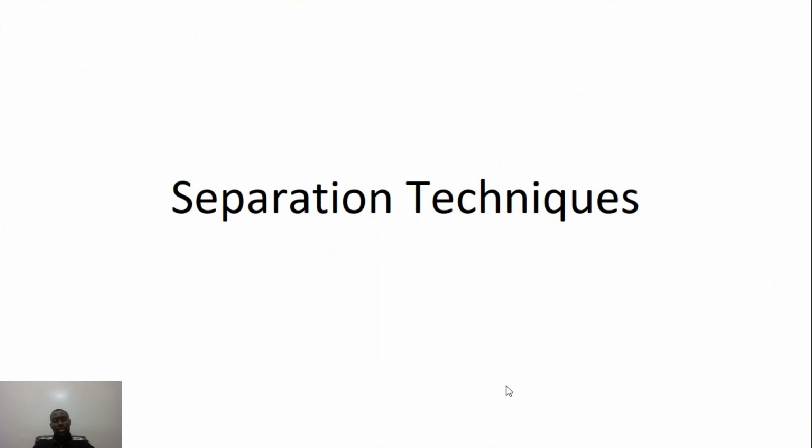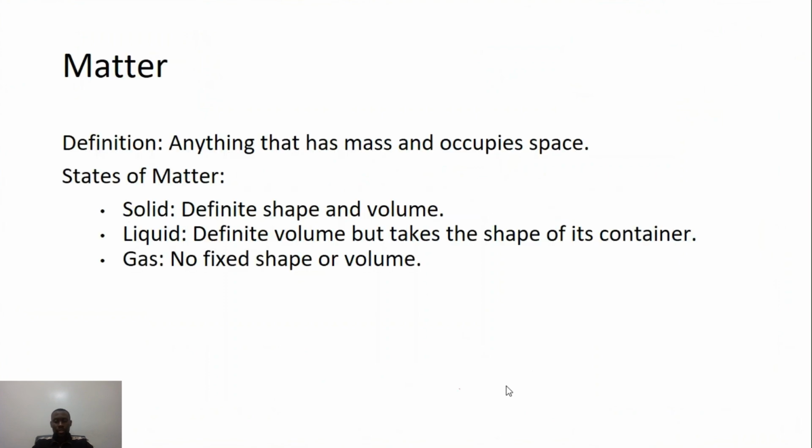In this video, I'll be talking about separation techniques, which is a topic in the JAMB UTME syllabus. Before I delve into the topic of separation techniques itself, I'll first of all talk about some fundamentals in chemistry, which you're supposed to know. I'll start with matter. What is matter? Matter is anything that has mass and occupies space. I believe this definition is not strange to you.